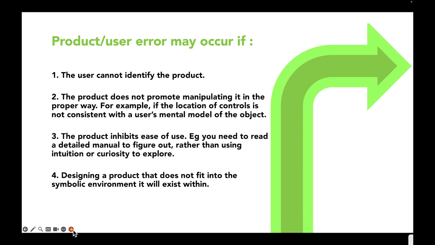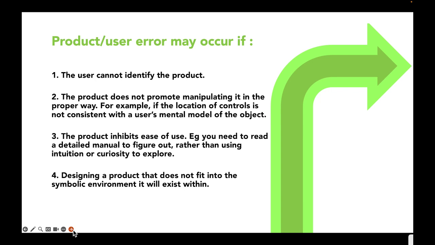The product might inhibit ease of use. So for example, you need to read a detailed manual to figure out how to put something together, rather than using intuition or curiosity to explore a product. Anyone who's ever put together something that's perhaps a little complex, even IKEA manuals sometimes are quite hard to read, but they have designers specifically working on their manuals to try and make them really easy. But it doesn't always work out that way.